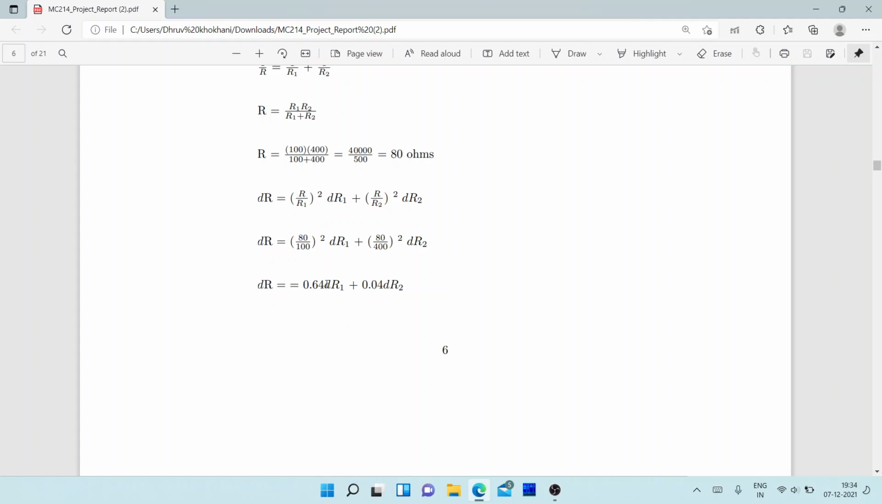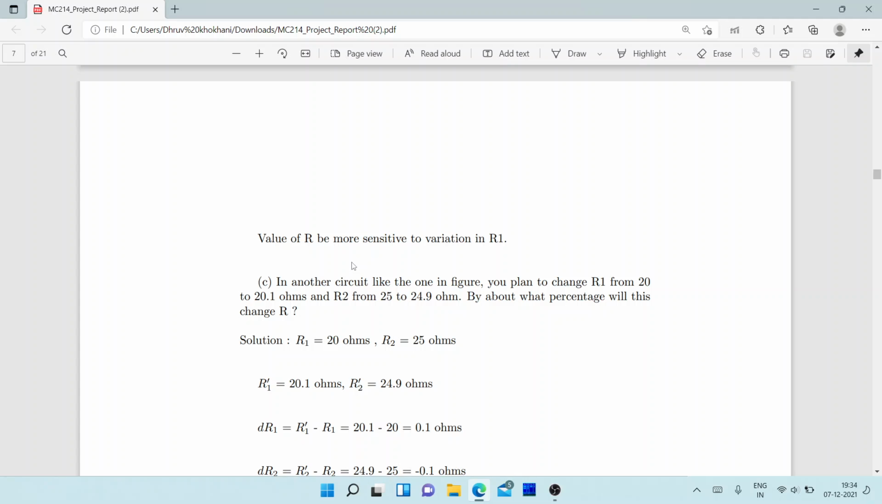So the coefficient of dR1 is greater than the coefficient of dR2. It means a slight change in R1 makes a higher change in R. So the value of R is more sensitive to variation in R1.